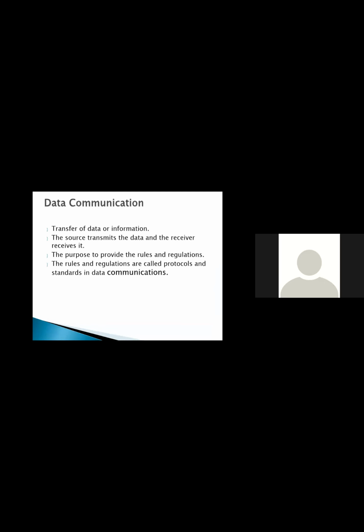I would like to explain data communication: transfer of data or information. The source transmits the data and the receiver receives it. The purpose is to provide the rules and regulations. The rules and regulations are called protocols and standards in data communication. As the image shows, the sender sends through the medium, and the receiver receives it.